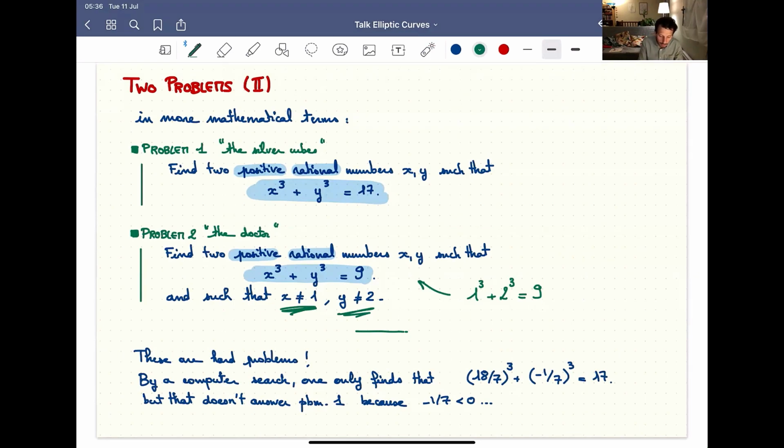And the other relation that you find is that 18 over 7 cubed plus minus 1 over 7 cubed is equal to 17. So you can find two rational numbers, 18 over 7 and minus 1 over 7, whose cubes sum to 17. But this is not a solution to the first problem because, of course, the second of those rational numbers is not positive.